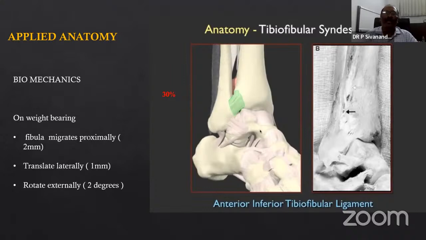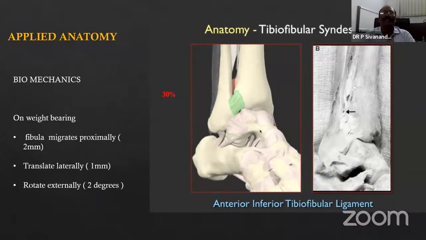So on weight bearing, normally the fibula migrates proximally 2 millimeters, translates laterally 1 millimeter, and rotates externally. This is the normal movement of the fibula. That means the joint between the lower portion of the fibula and the lower portion of the tibia is a dynamic joint. This is the point I want to mention on this.